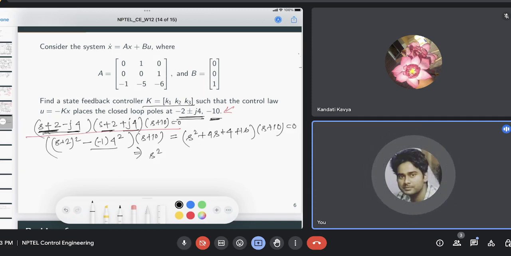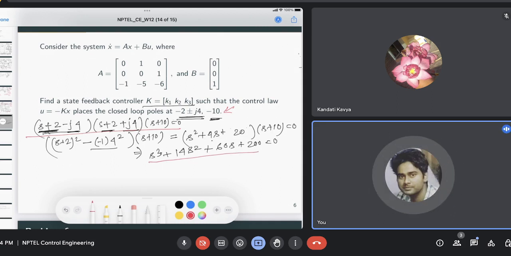Or rather, you just simplify that, so it will be s square plus 4s, and this is 20. I just write this 20, so 4 plus 10 is 14 s square, so this is s cubed plus 14 s square plus 60s plus 200. So this is the characteristic equation with the desired pole location.